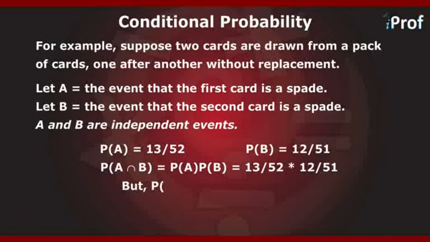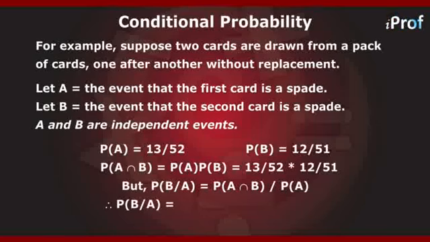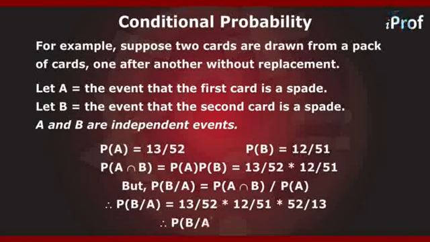But P(B|A) is equal to P(A intersection B) / P(A). Therefore, P(B|A) is equal to 13/52 into 12/51 into 52/13. Therefore, P(B|A) is equal to 12/51.